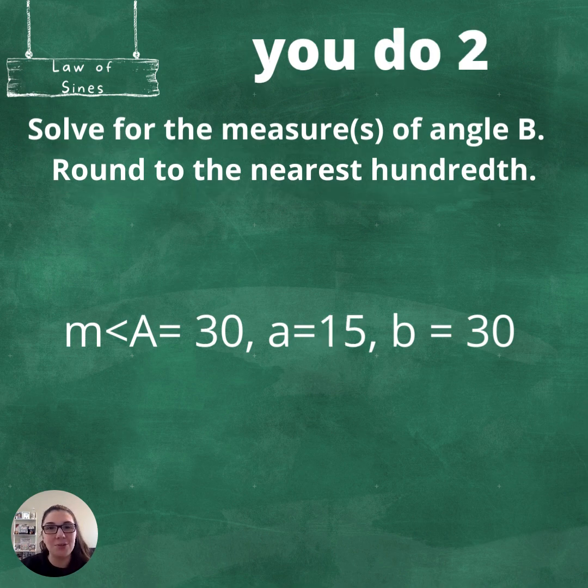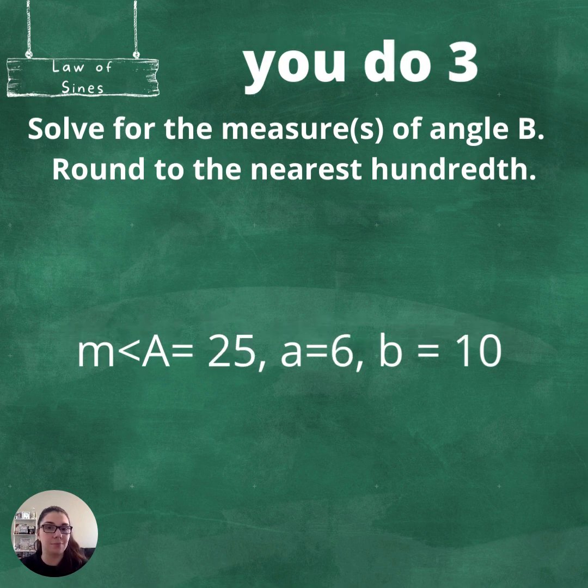You-do number 2, solve for the measure or measures of angle B and round the answer to the nearest hundredth. Again, that's 2 decimals. And then our last you-do, solve for the measure or measures of angle B and round the answer to the nearest hundredth, which again, is 2 decimals.